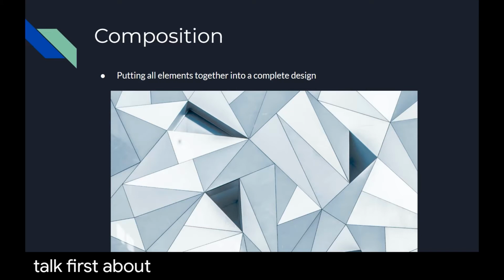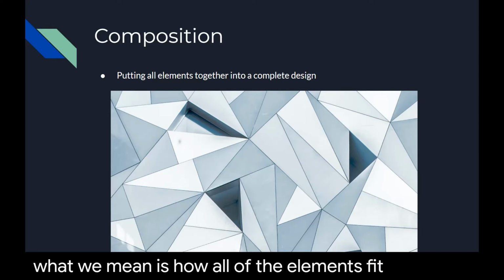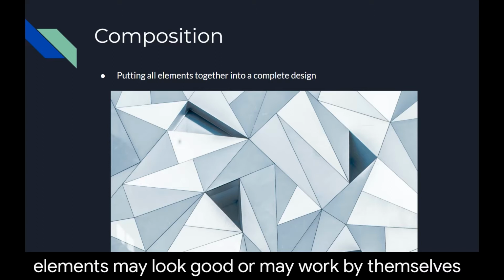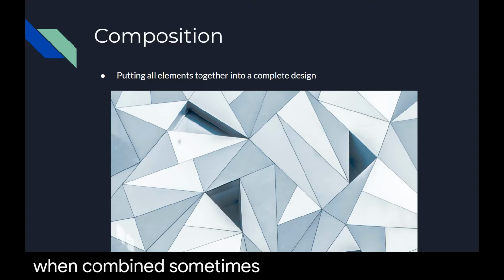When we're talking about composition within design and layout, what we mean is how all of the elements fit together to make a complete design. So while individual elements may look good or may work by themselves, when combined, sometimes they don't exactly fit. And so composition is really the process of designing something so the entire design looks appropriate and works together.